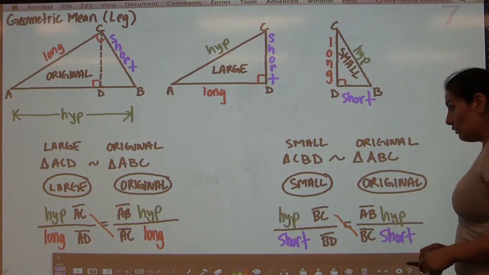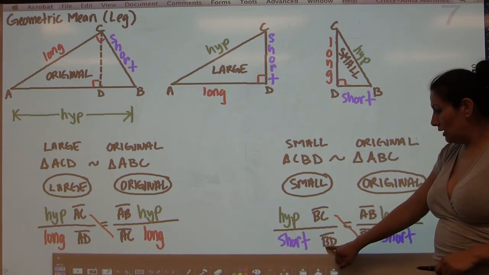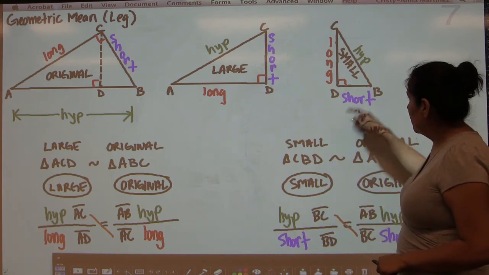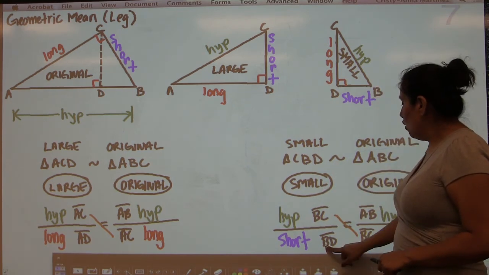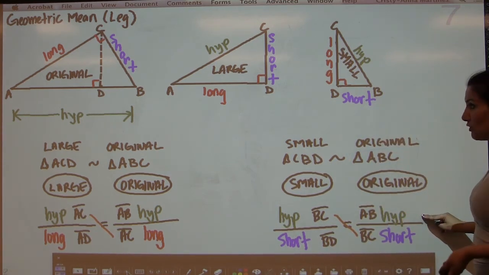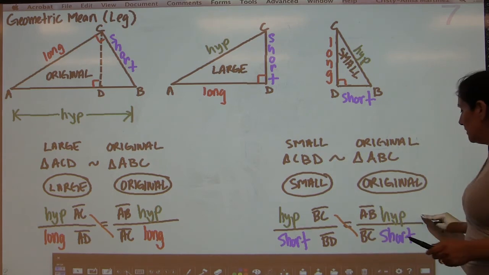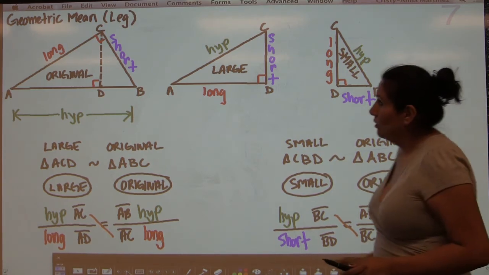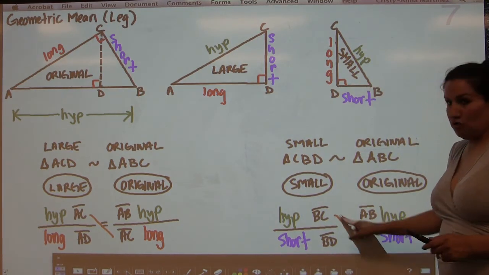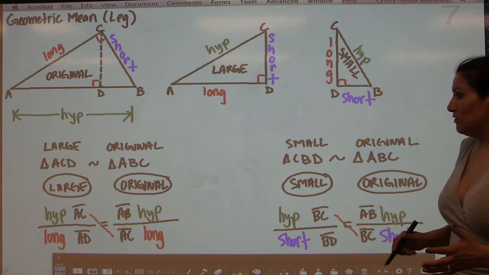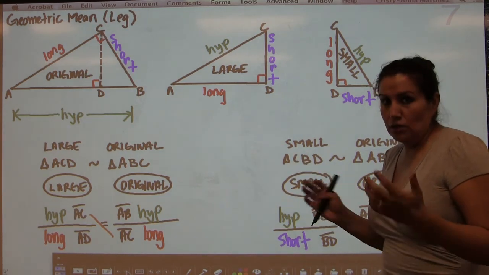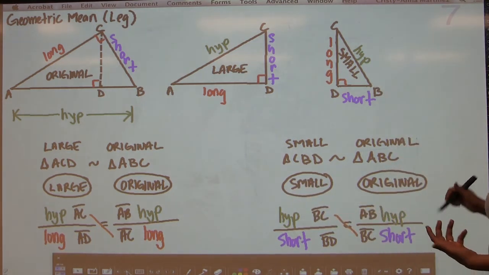In the case of the small to the original, you want to go hypotenuse to the short leg, hypotenuse to the short leg. So the hypotenuse of the small triangle is BC, and the short leg of the small triangle is BD. Then the hypotenuse of the original triangle again is AB, and the short leg of the original triangle is BC, and so there you see again that BC is a shared side, and therefore you have your geometric mean. I do believe that if you have this diagram and you compare the sides, hypotenuse, long leg, short leg, it'll make it easier for you to do the homework.